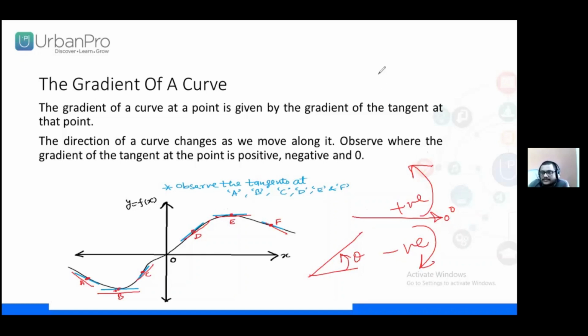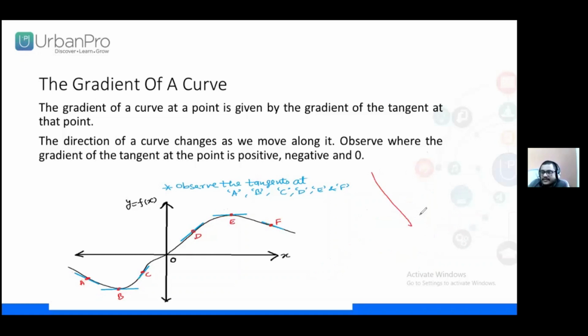But if the line is this way, suppose this is the tangent at a point, then we can say this line is making some angle theta which is more than 90, and in the second quadrant the value of tan theta is negative.